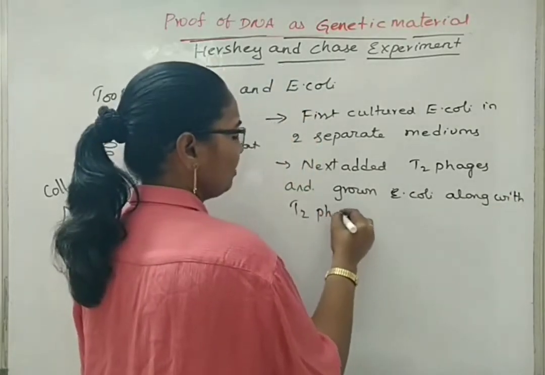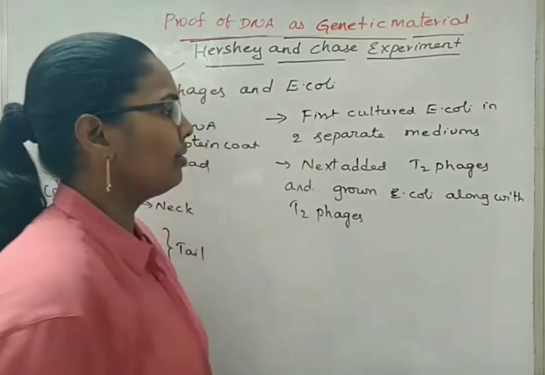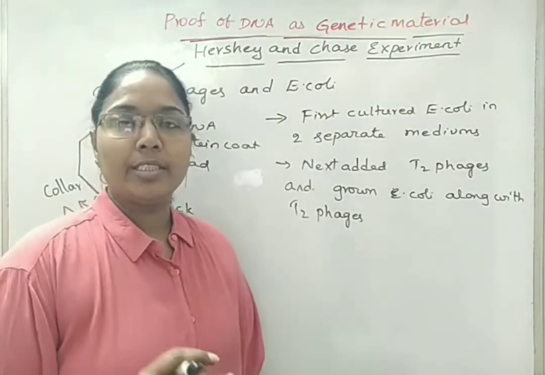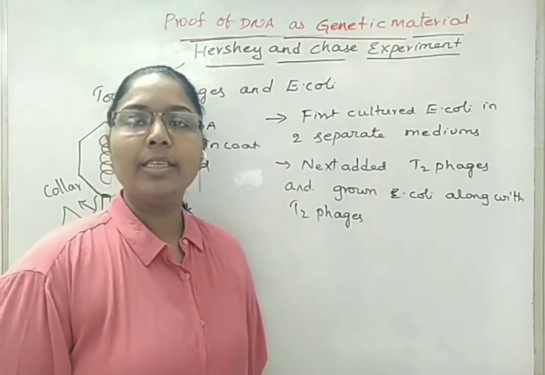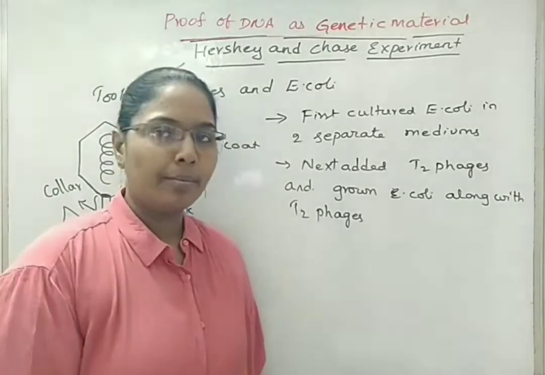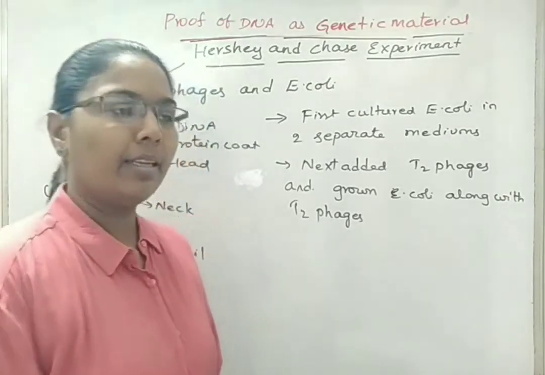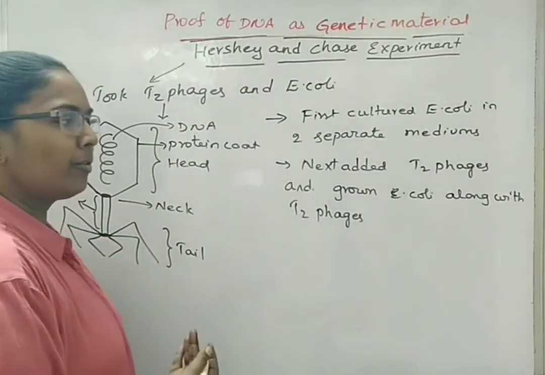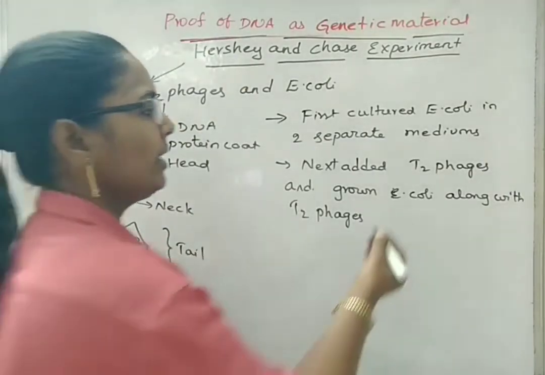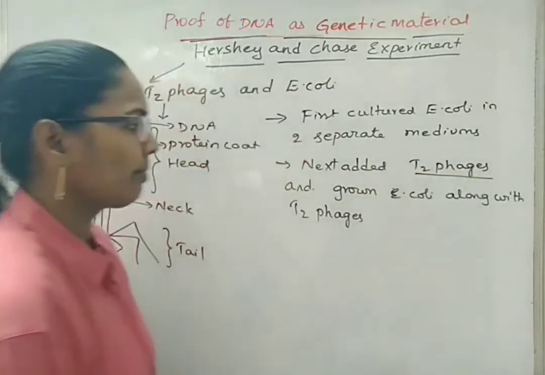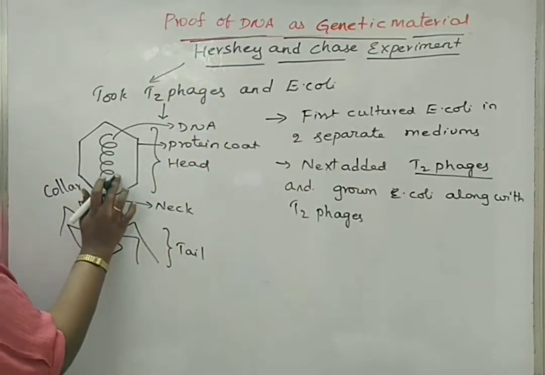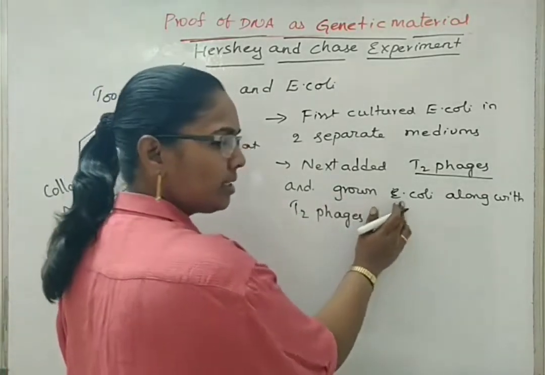But what happens if we grow both of them in the same medium? Will they grow? No. T2 phages will infect the E. coli and they will increase their number, but the E. coli will be dead. They will carry on a process called the lytic cycle, means breaking of the host E. coli and increasing the T2 phages number. Now we are going to prove that the genetic material inside T2 is responsible for death of this E. coli.